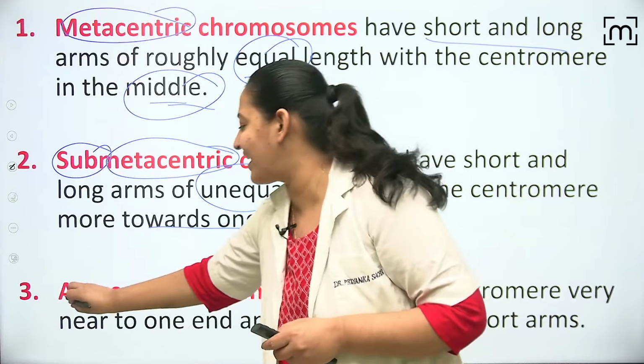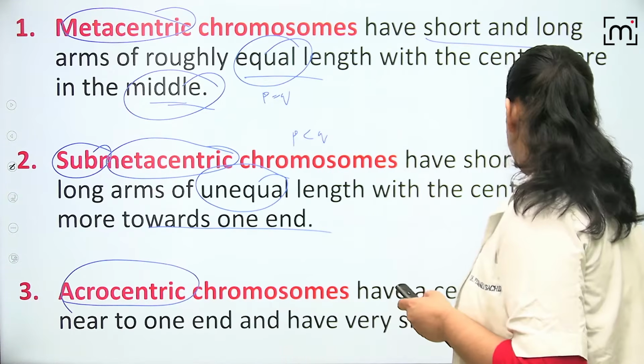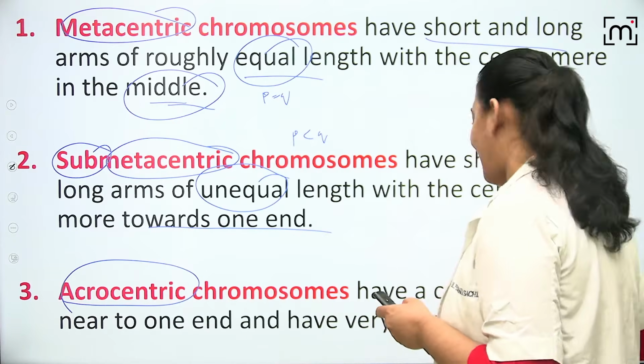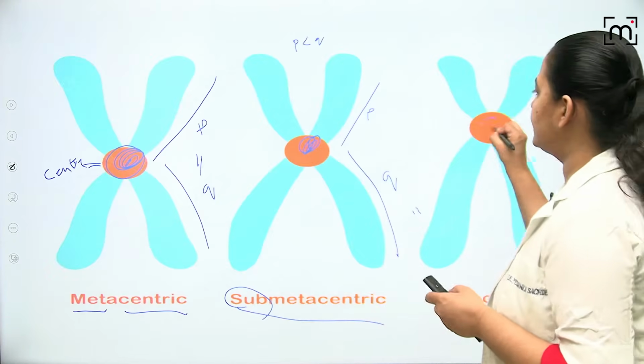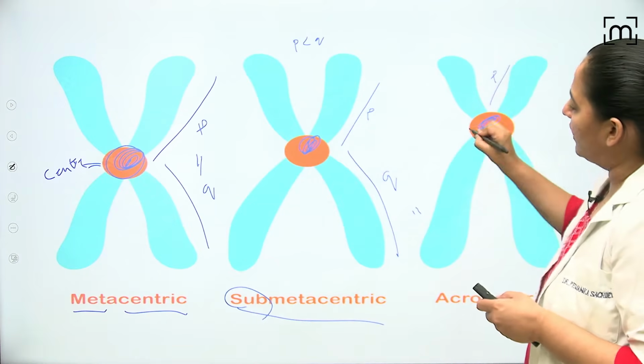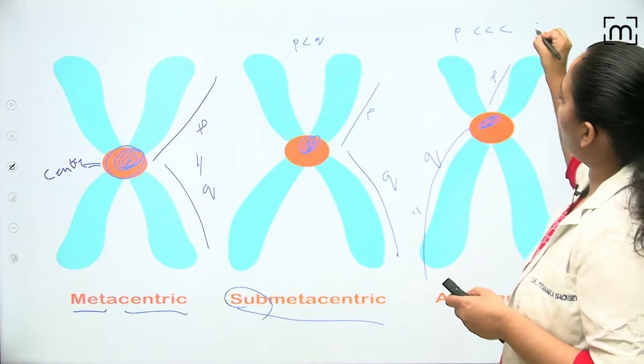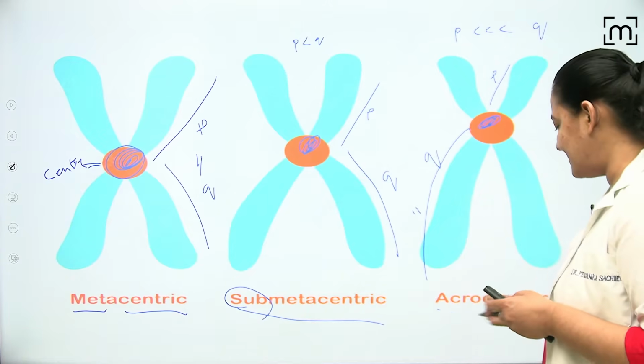And the third one is acrocentric, in which the centromere is very, very near towards one end. Can you see the centromere is near the end? So P is very small and Q is very long. P is very, very small compared to Q. So this is known as acrocentric.